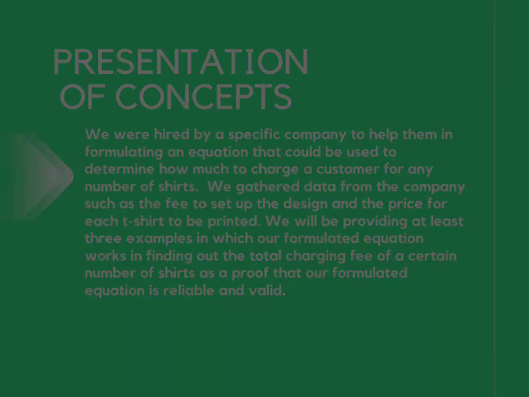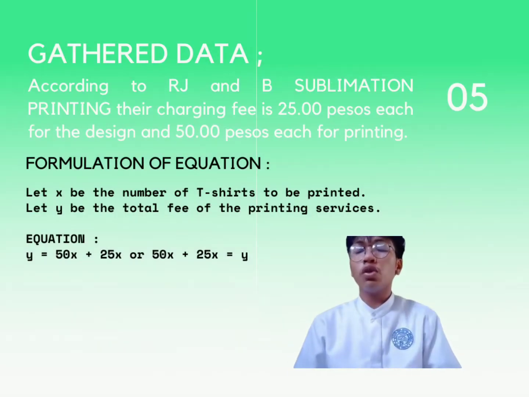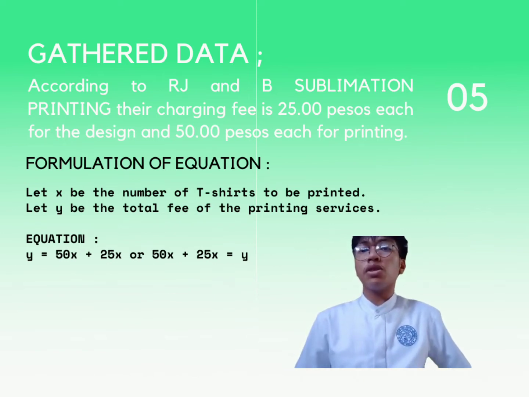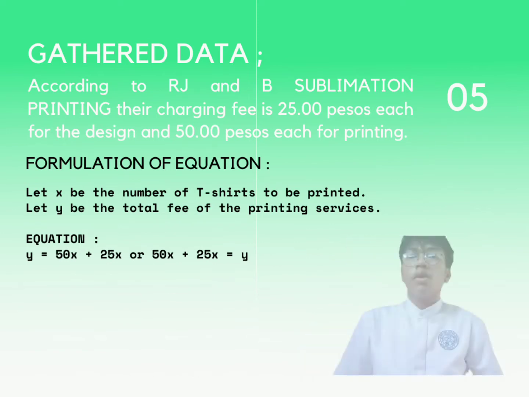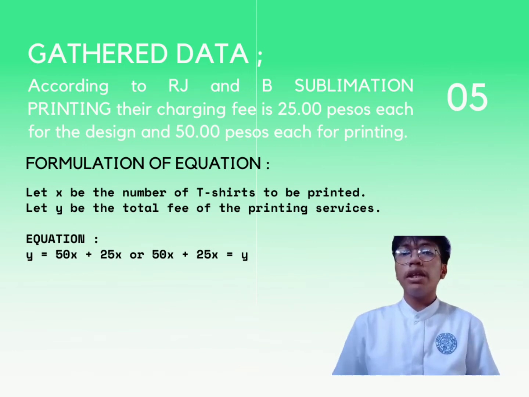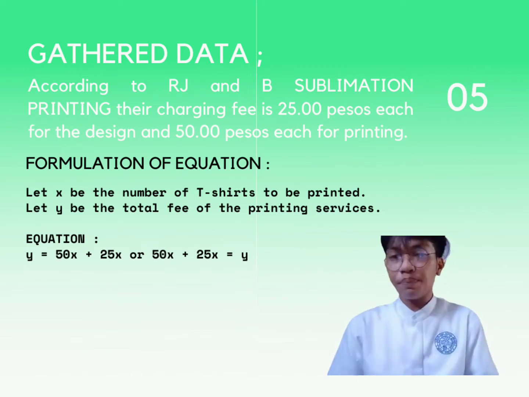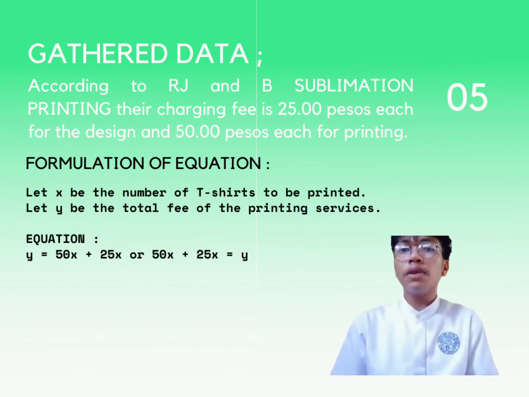Gathered data. According to RJ&B Sublimation Printing Services, their charging fee is 25 pesos each for the design and 50 pesos each for printing. Formulation of equation. Let x be the number of t-shirts to be printed. Let y be the total fee of the printing services. Equation: y equals 50x plus 25x, or 50x plus 25x is equal to y.